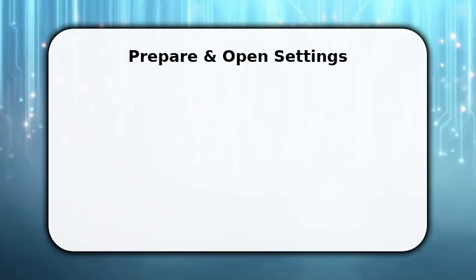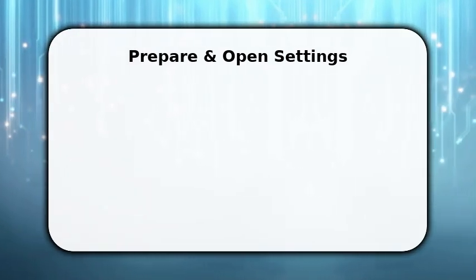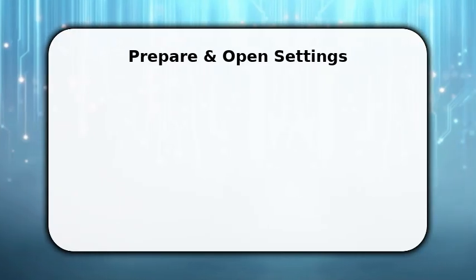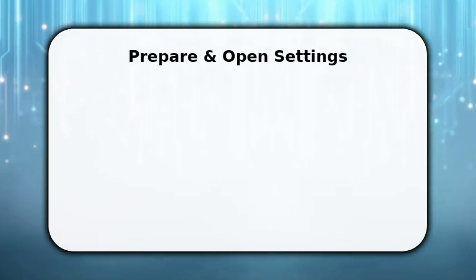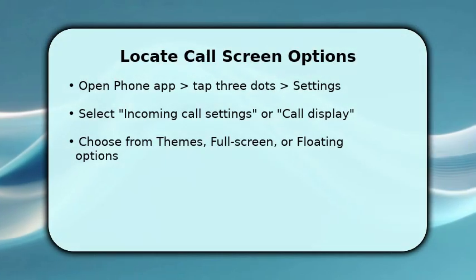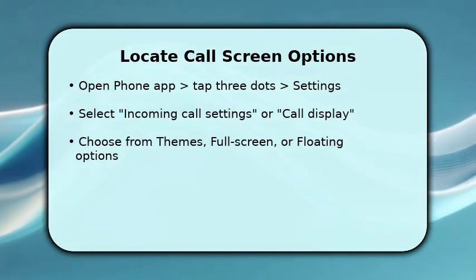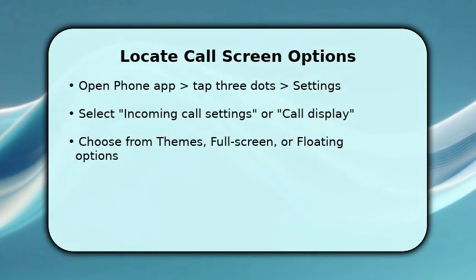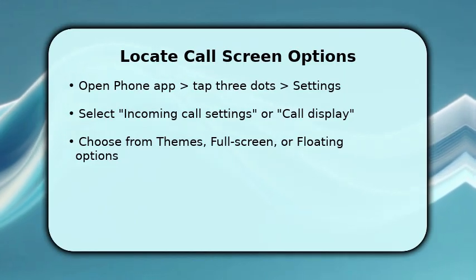Make sure System Updates shows no pending updates before proceeding. Keeping Color OS current avoids missing features or menu names that would change the next steps. You now open the phone app and tap the three-dot menu or the gear icon to access call settings. This is where display options live.